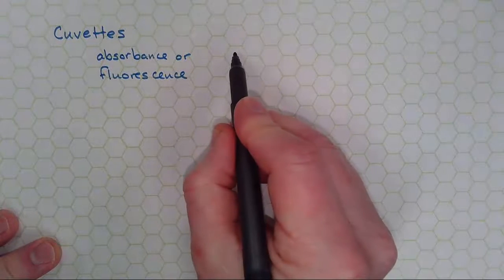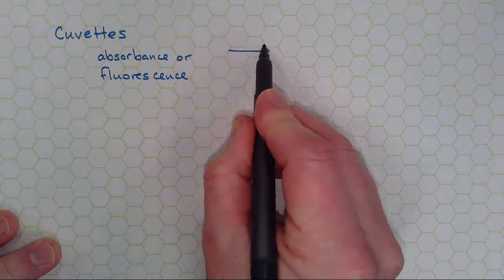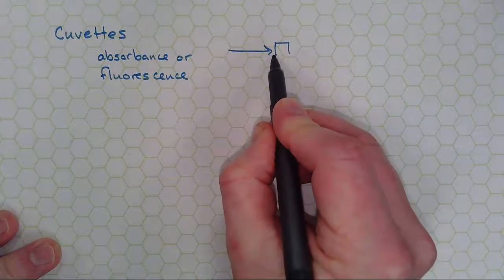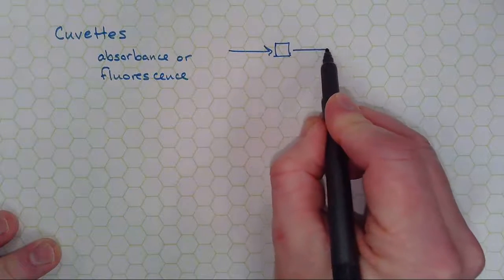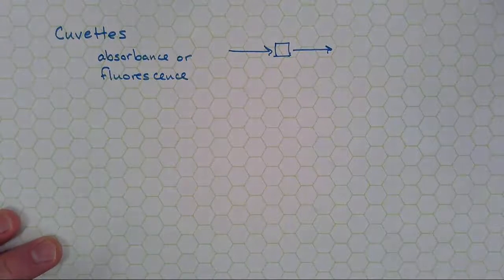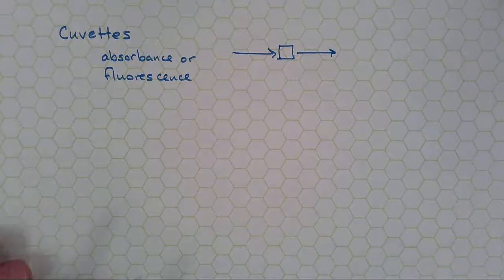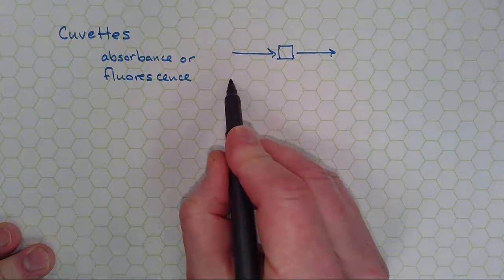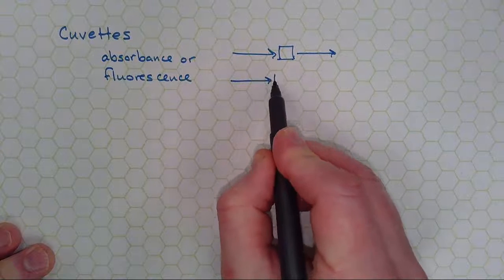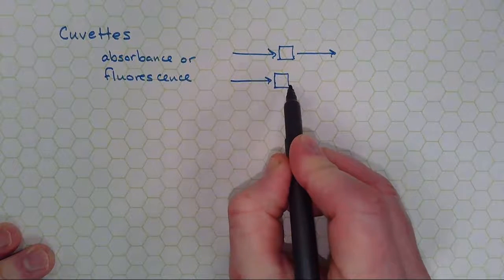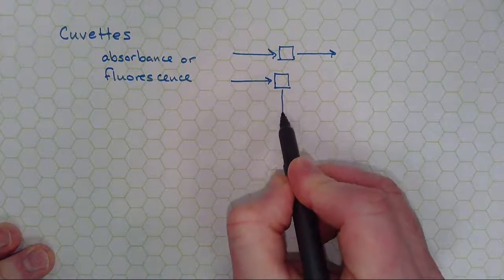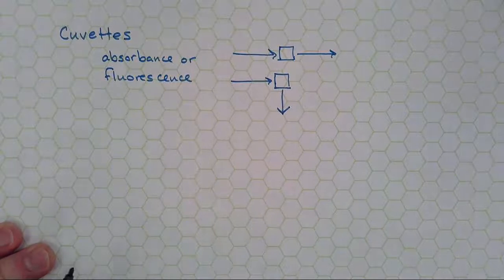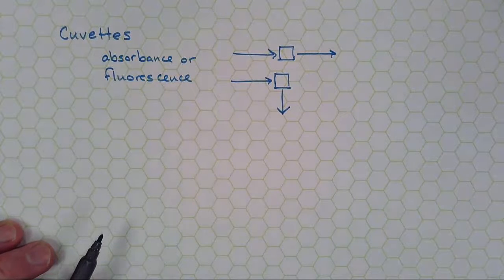For absorbance, we're going to have a beam of light that hits a cuvette and continues to go on through. It's going to pass right through the cuvette. For fluorescence, we're going to hit the cuvette, and instead of going on through, we're going to observe light at a 90-degree angle.